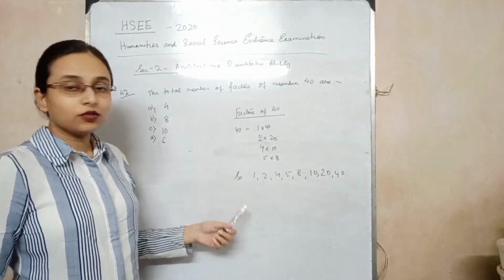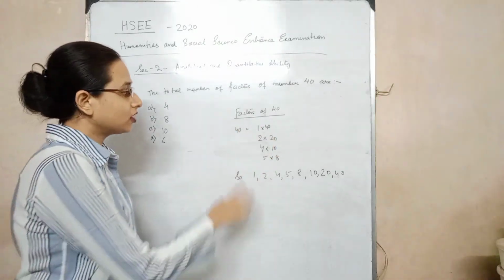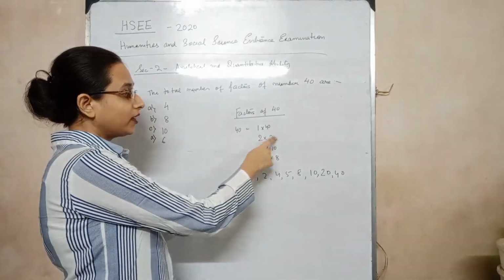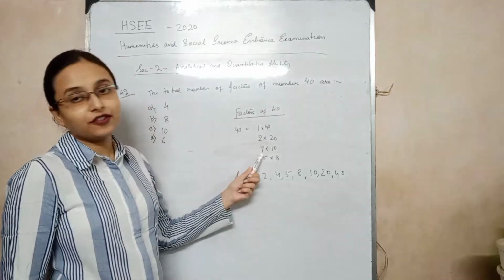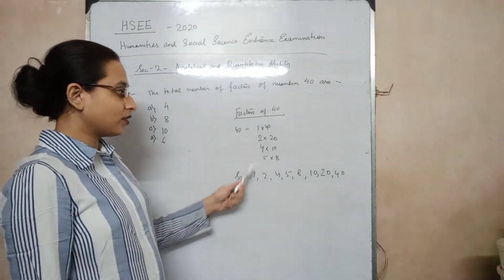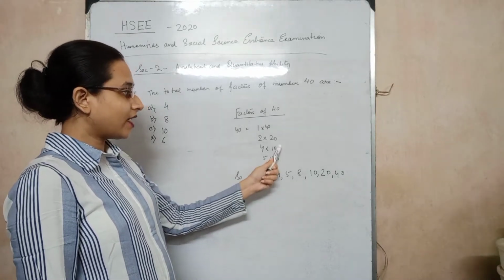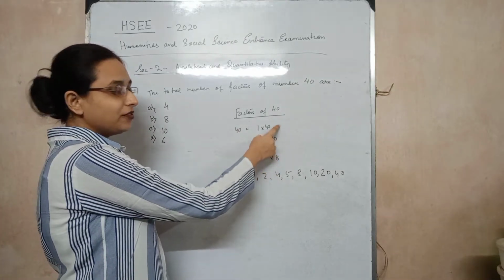See, I have written down the answer. Factors of 40. We know, 1 into 40 is 40, 2 into 20 is 40, 4 into 10 is 40, and 5 into 8 is again 40. So the total factors we get are 1, 2, 4, 5, 8, 10, 20, 40.